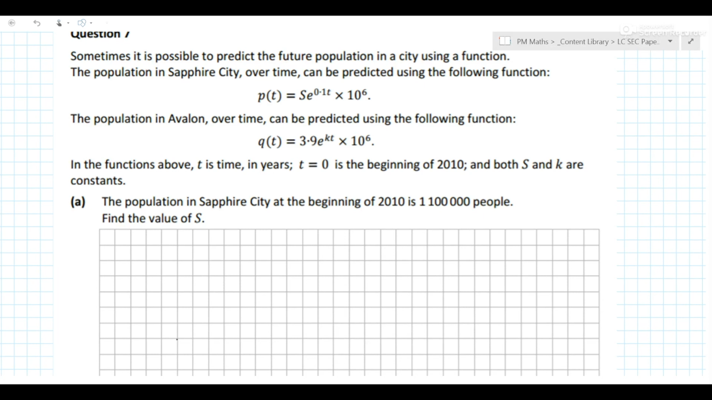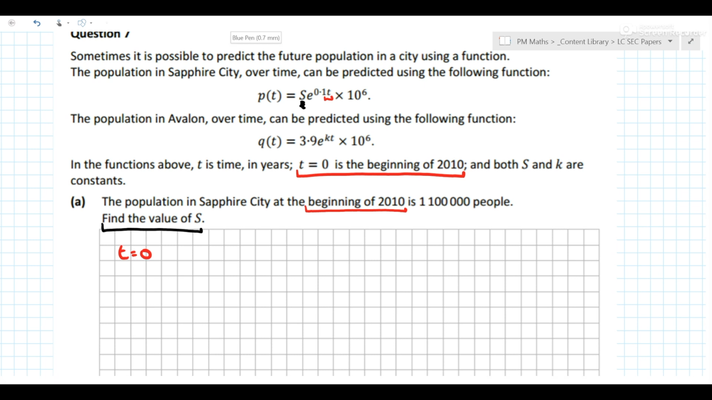So quite common with this question is to actually confuse what certain values stand for. Up here, s is actually an unknown, and we want to find the value of s in the first question. We're given t there, because it says t is equal to 0 is the beginning of 2010. And we know in this question we're dealing with the beginning of 2010. So t is equal to 0.